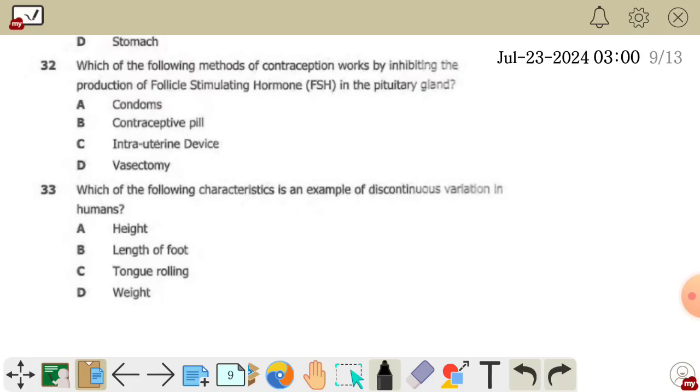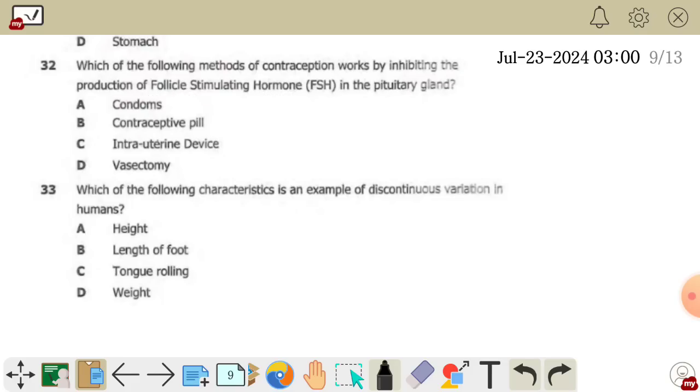Intrauterine device, it's a device which is put in the uterus to prevent the sperm from reaching the ovum. Vasectomy is done mostly in males, and it involves the cutting of the sperm duct. So you cut the sperm duct to prevent the sperms from coming out of the penis, from the testicles, from the epididymis. So the correct answer here for question 32 is contraceptive pills. They are the hormonal way of contraception, and they inhibit the follicle-stimulating hormone.